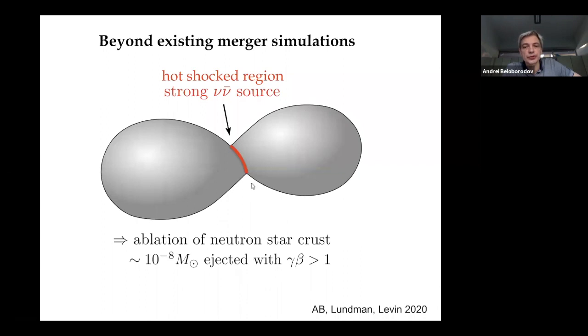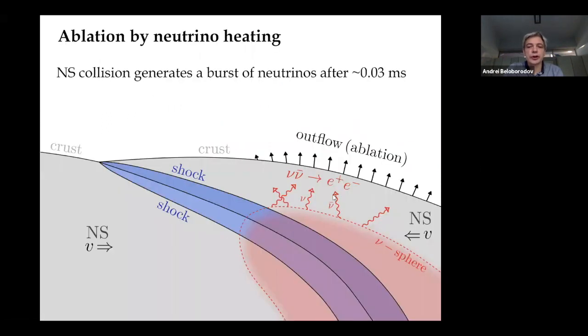One process, I will mention this briefly, and you can read in the paper if you're interested, is the ablation of the neutron star surface by the neutrino emission that is generated at the interface of the colliding stars. So what happens when the two stars touch, they launch a pair of shocks. They create this hot red sandwich with temperature about 20 MeV, and this is a huge source of neutrinos. When these neutrinos propagate through the stellar material, some of them experience collisions. Neutrinos and antineutrinos collide with each other and turn into electron-positron pairs.